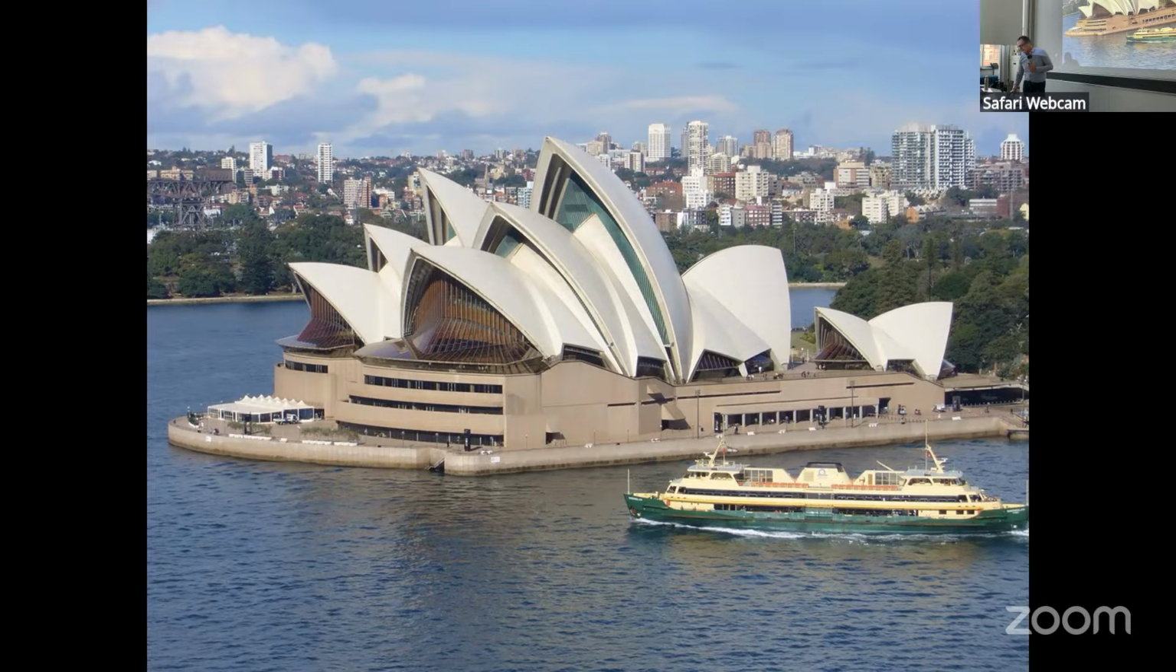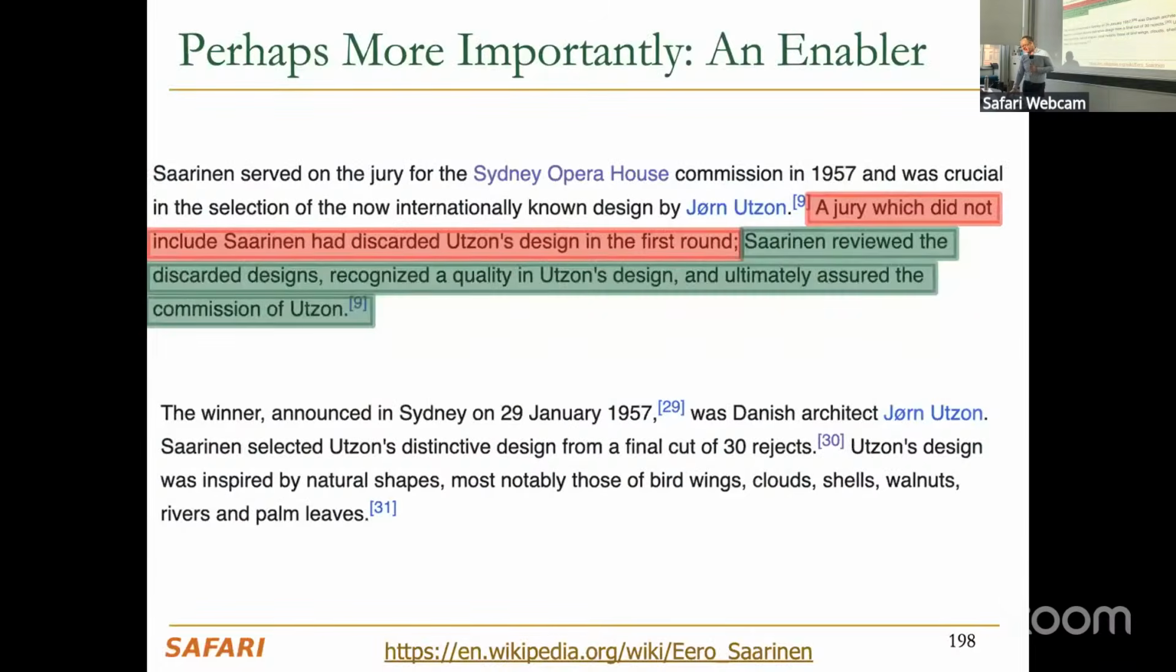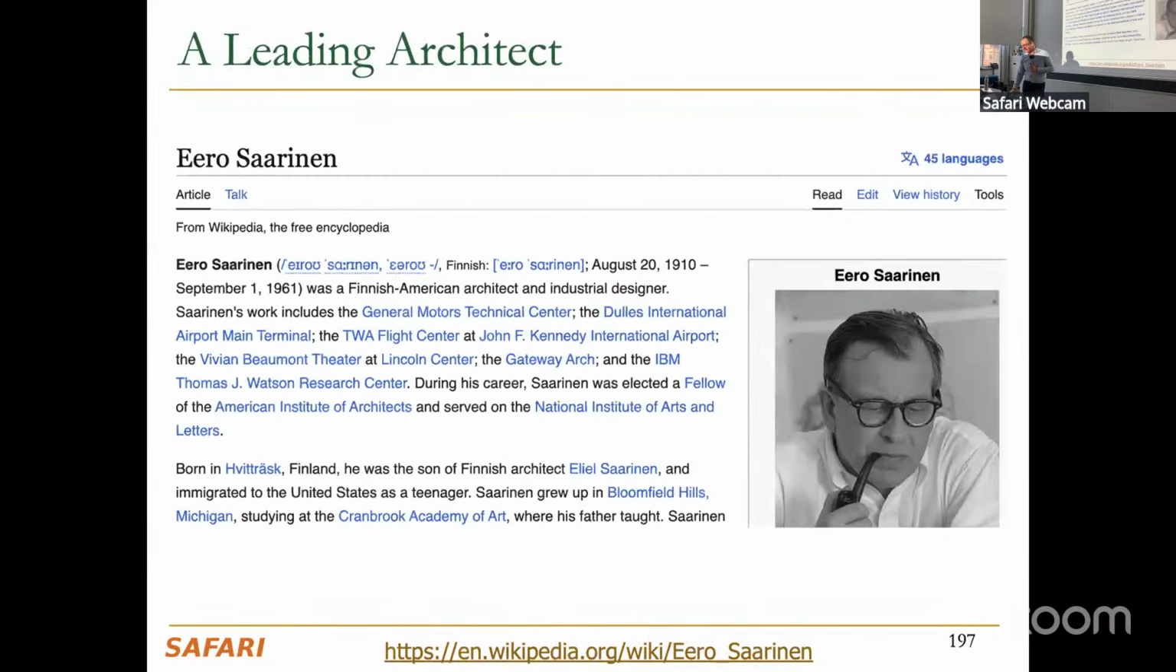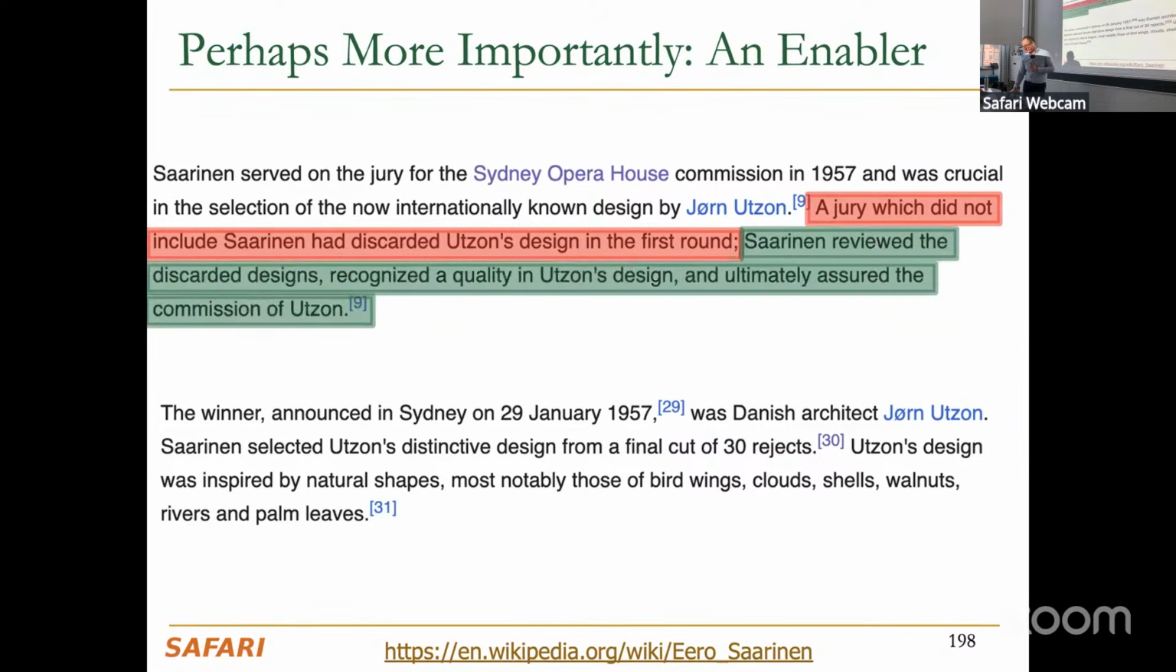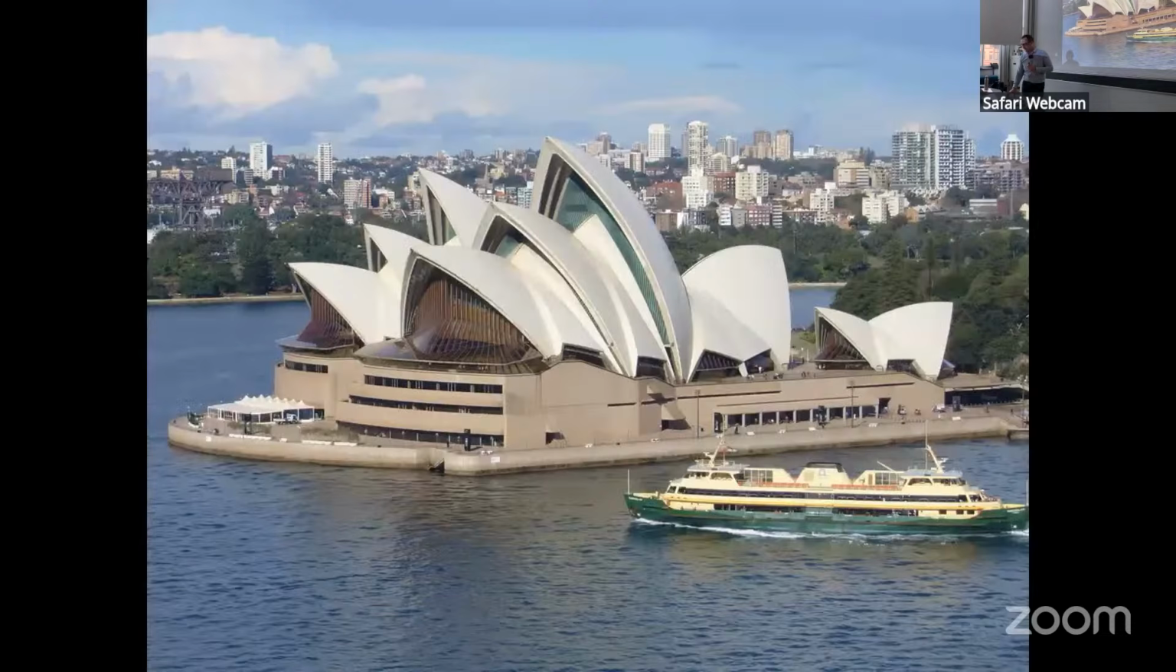Anyway, the other important story over here is that this architect enabled it. A jury, without including him, discarded the design of the architect who wanted to design the Sydney Opera House, Utzon. And Saarinen was a champion of the design. He basically saw some quality in it, and he championed it, and he convinced everyone that this is what should be built, as opposed to whatever was in the competition. That's the importance of an enabler.